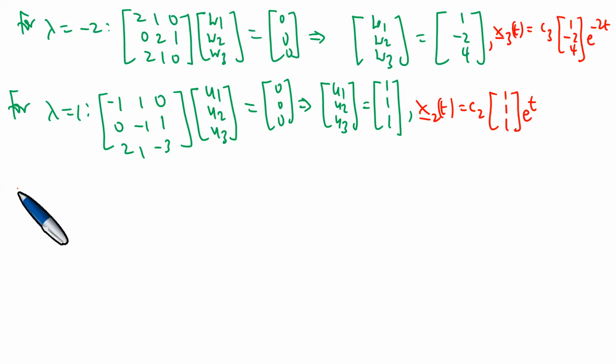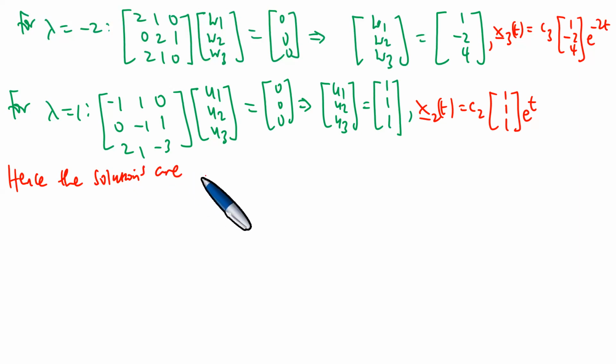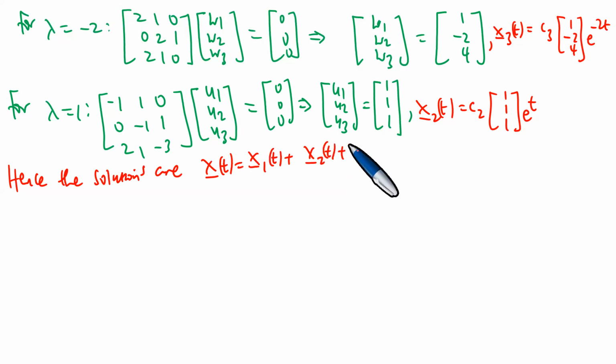Okay, now we then say hence the solutions. And the solutions are, now we're going to have x of t, which is equal to x1 of t plus x2 of t plus x3 of t.